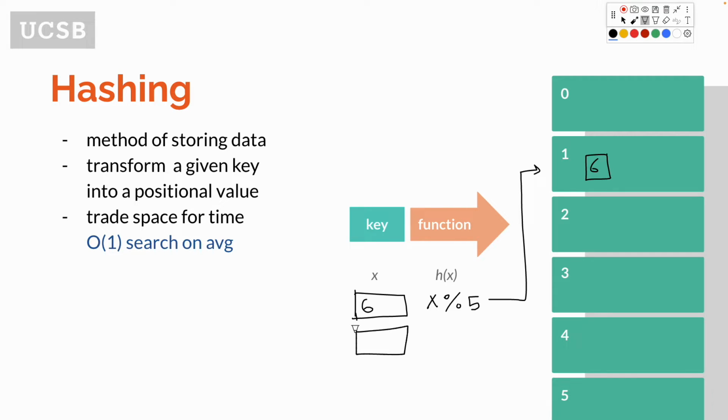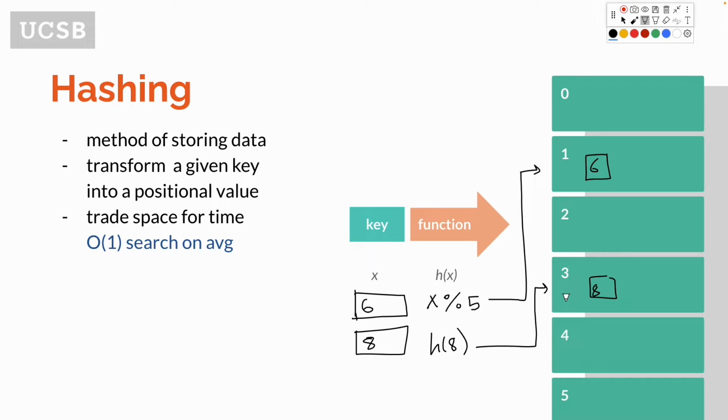Another one, let's do 8. The 8 is not necessarily the data, this is just the key that's associated with this element. And h of 8 is 3, since that's the remainder, so we're going to be storing this element in the third position.